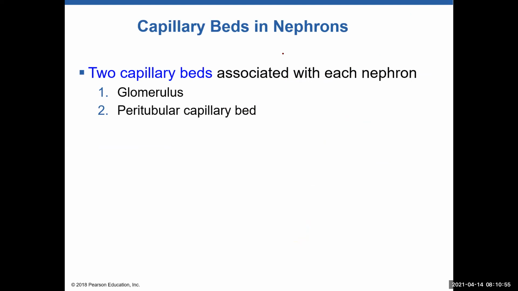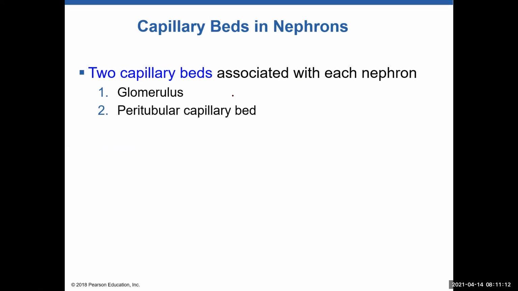Okay. Then we have the capillary beds. We have two types of capillary beds in each nephron. One is called the glomerulus, a network of blood capillaries. And the next one is the peritubular capillary bed.